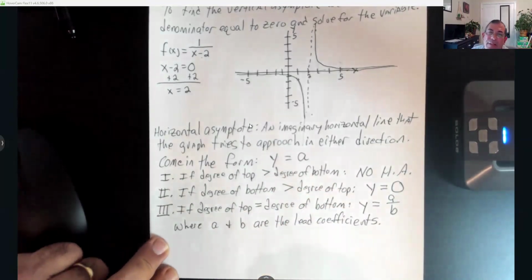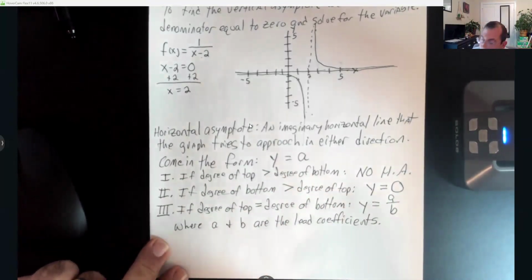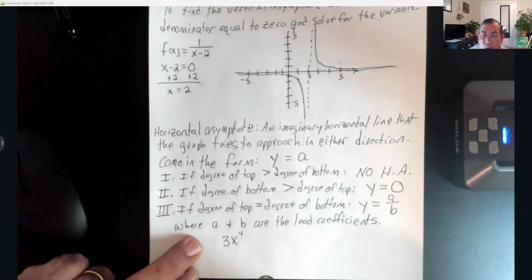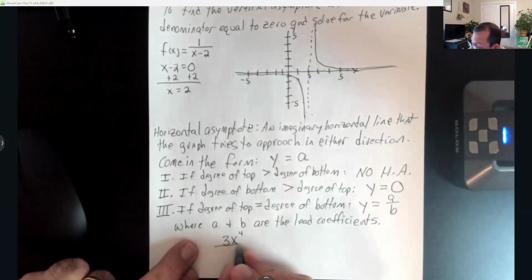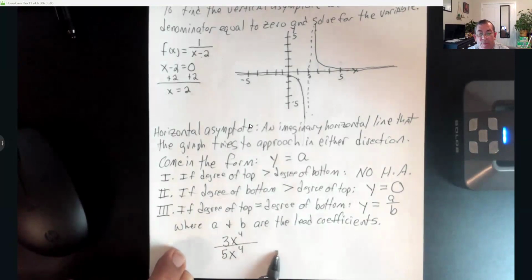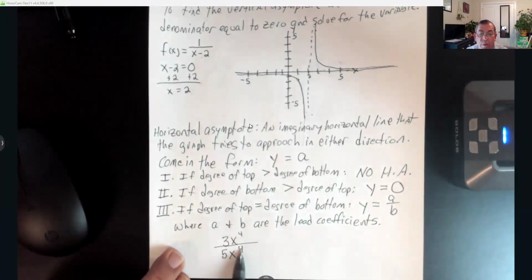So y'all, what that means is I'm just going to show you an example. Say I had something like 3x to the fourth on top, and on bottom I had a 5x to the fourth, and so on. Well, these degrees would be equal.